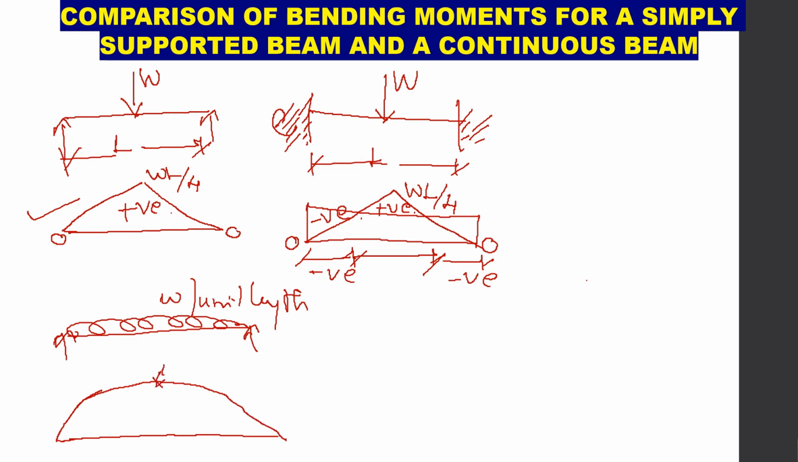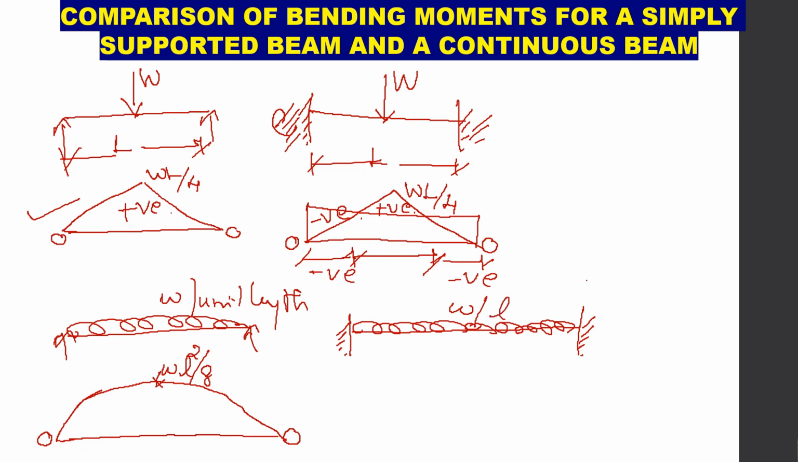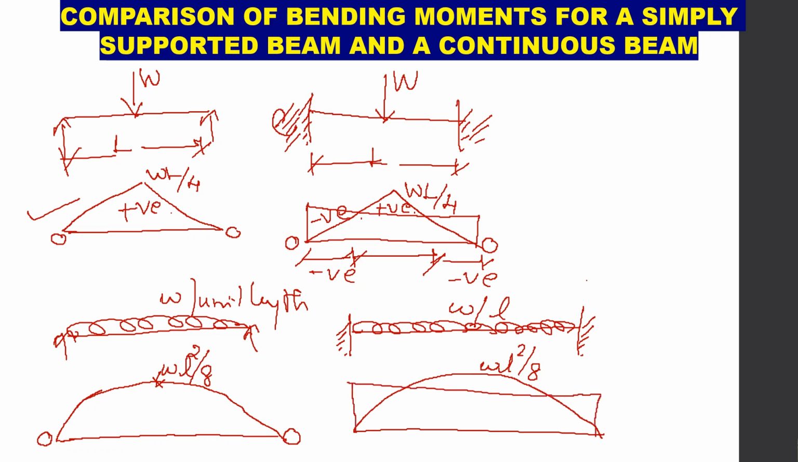So the maximum bending moment will be at center and it is equal to WL square by 8. And the bending moment at the supports will be equal to 0. Now, when we are extending the bending moments for the fixed beam, when the supports are fixed and the beam is subjected to a UDL of W0 per unit length, our bending moment diagram becomes a parabola due to simple bending, it is WL square by 8, and we will have fixed bending moments at the supports.